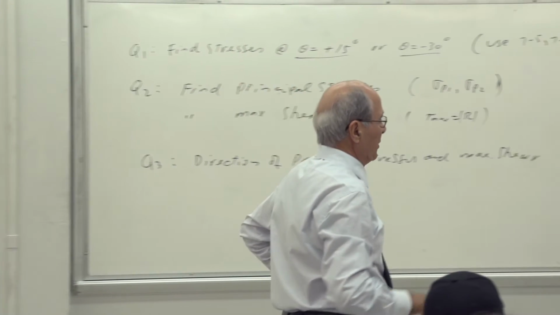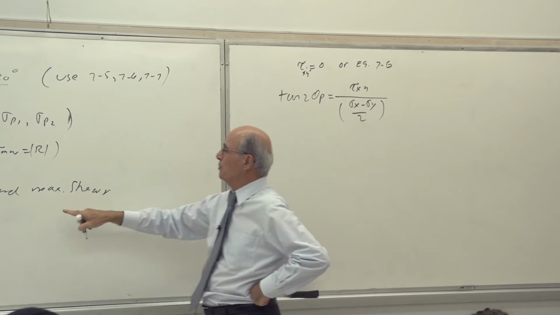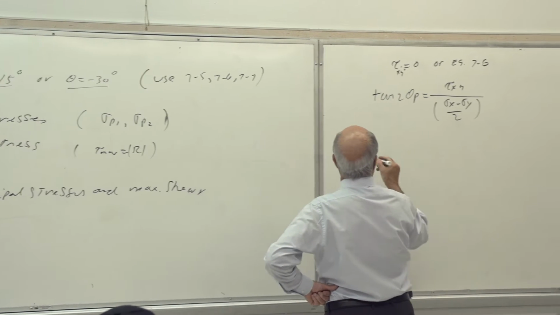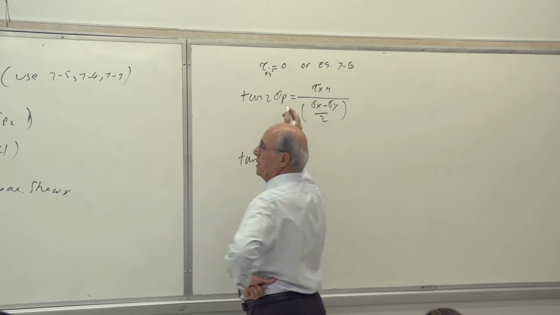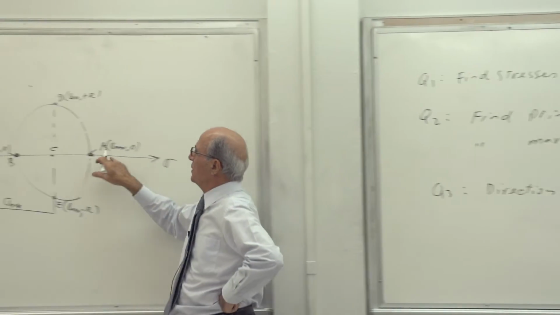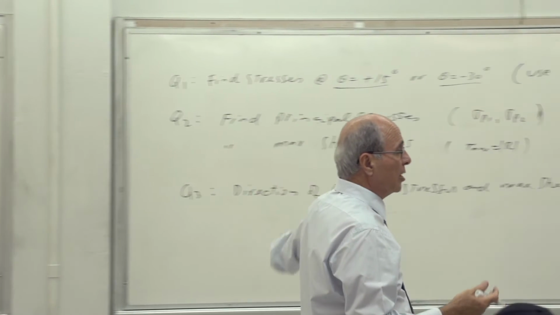And similarly, the proof is in your handout. You can read it. We can find the direction of maximum shear, because this is somewhere else, different from each other. And for tangent of 2 theta s, s means shear, p means principal. Remember, these are the principal. These two are maximum shear. Is that correct or not? They are in 2 different directions.